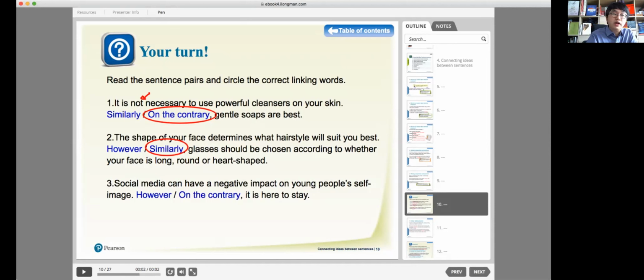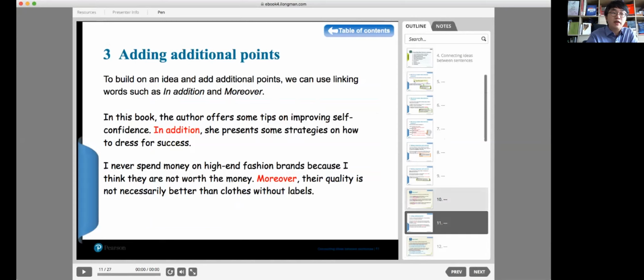All right. The second part: I told you we have finished talking about making comparisons and contrasts. The next thing we are going to talk about is how to add additional points using connectives. And this part I think is easier than the first part. Look here. To build on an idea or add additional points, we can use linking words such as in addition and moreover. All right.